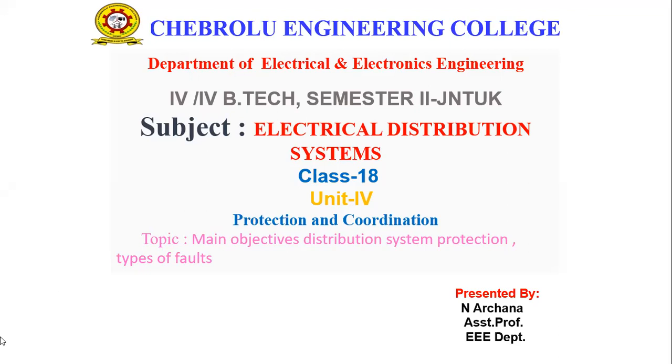Okay, the unit name is Protection and Coordination. In the present class, I will discuss the main objectives of distribution system protection, what the main faults are that occur in the distribution system, and also how we will identify the faults in the distribution system. That will all be discussed in the present class.